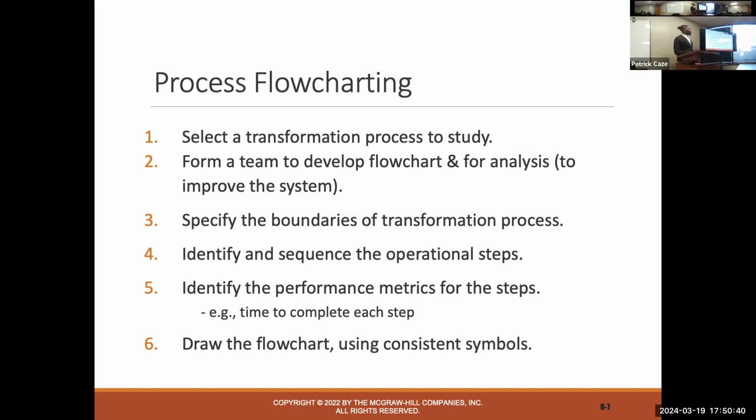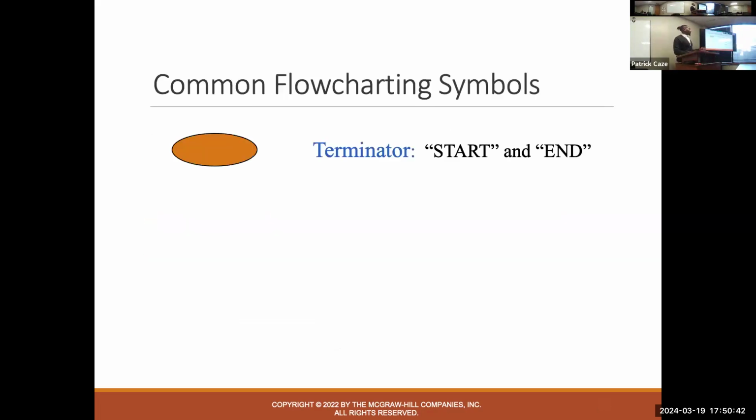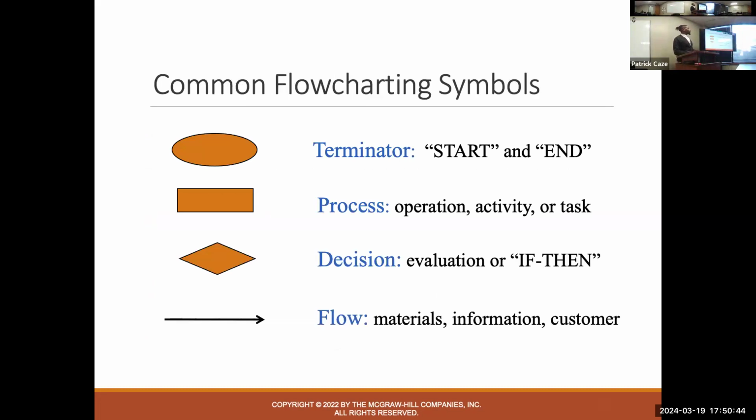And then draw the flow chart and then using consistent symbols, which you're not really gonna get away from. All right, so here are the more common symbols that you'll see, right, for the most part. Start and end, okay? Process, decision, and flow. And so anytime you have any one of these things going on within your process or within your system, you use the appropriate box, okay, appropriate figure, I should say.